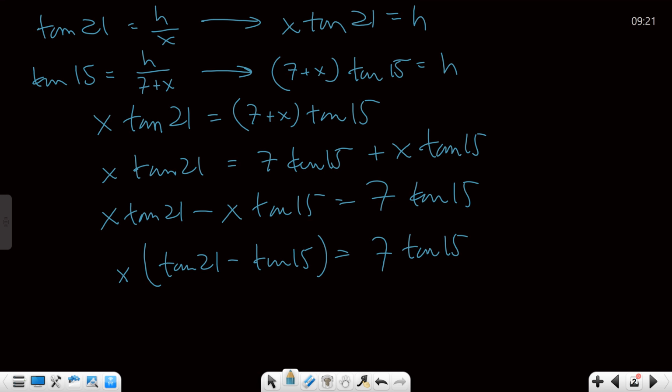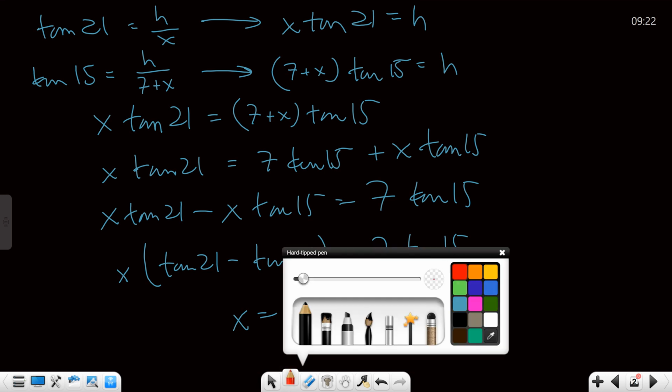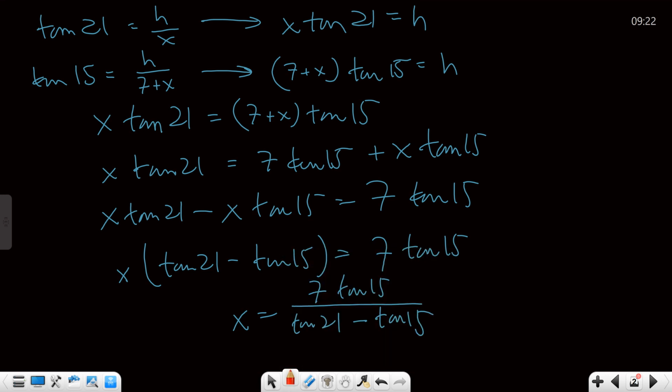Will you divide by the tan 21 minus tan 15? Perfect. X is equal to 7 times the tangent of 15 divided by tangent of 21 minus tangent of 15. You might be tempted to say to yourself, hey, don't these two things cancel? Do they? No, because you've got a minus sign in there. Don't do that. This, however, you type into your calculator. Put this in parentheses. Es muy importante.